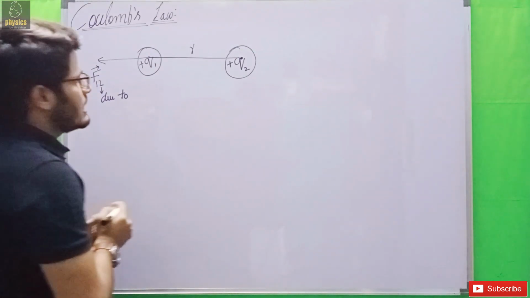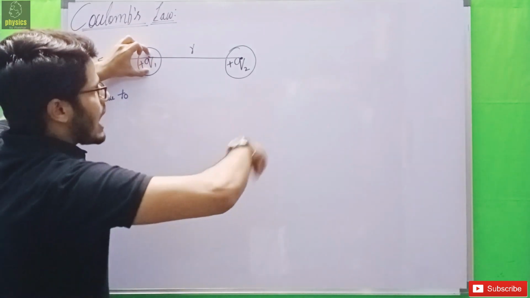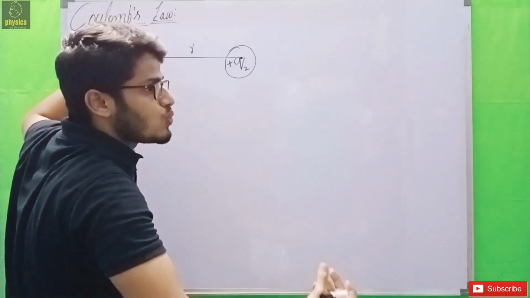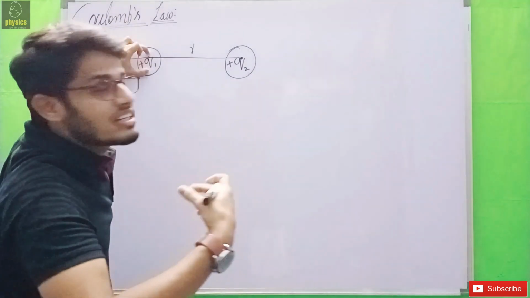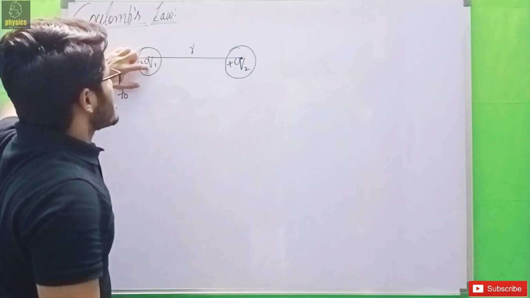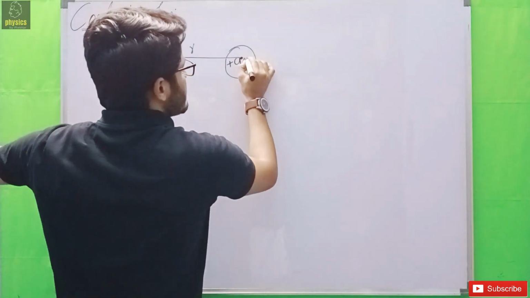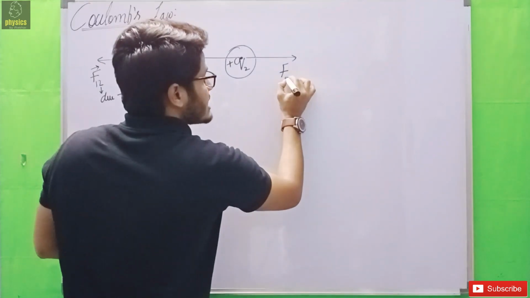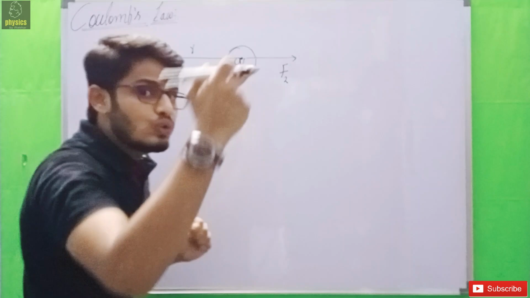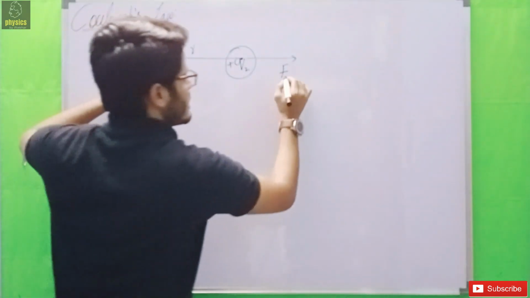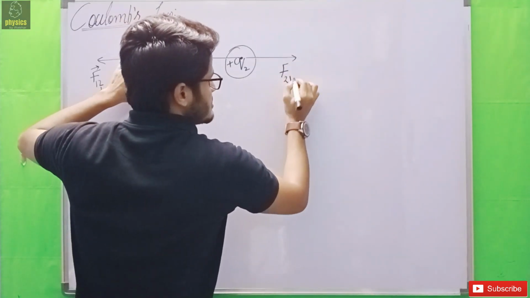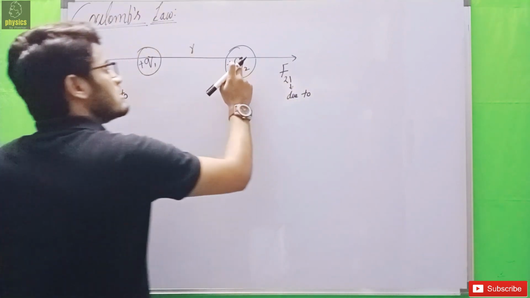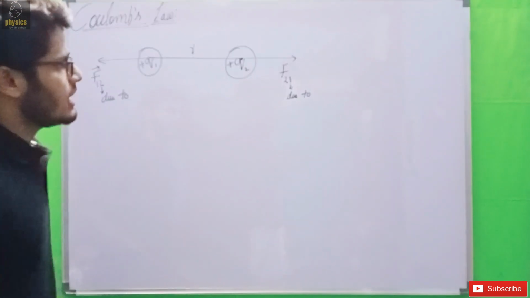Now similarly, charge 1 will have some impact on charge 2. Charge 2 will experience some force, exerted because of this charge Q1. So the force will be in this direction, and that force is experienced by 2, due to 1. That's why the second digit stands for the charge due to which the force is acting.